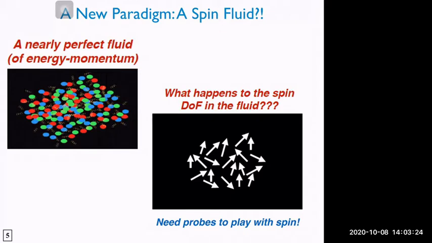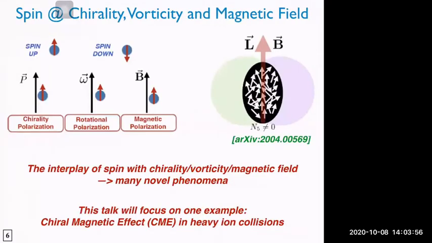It's only in the last several years that people started to really pay more attention to another important degree of freedom in the fluid, and that's the spin. The quark carries spin, and of course gluons also carry spin, but gluons are elusive to probe. So we can more easily probe quarks, and of course the hadrons derived from quarks. They carry spin, and that spin can be probed by a number of external handles that we have, and that's basically chirality, vorticity, and magnetic field.